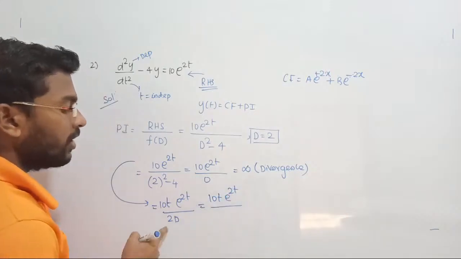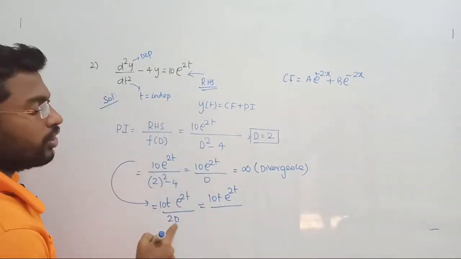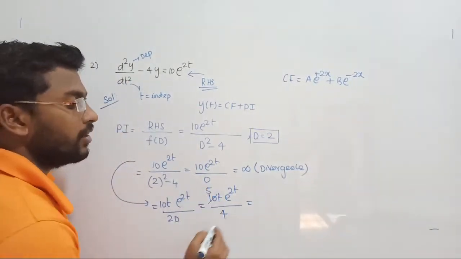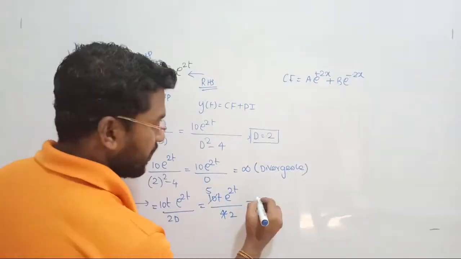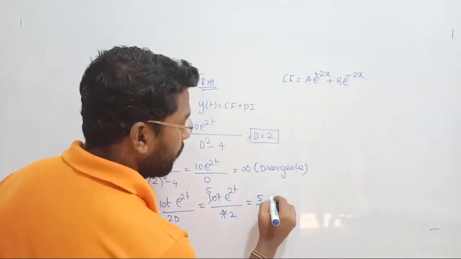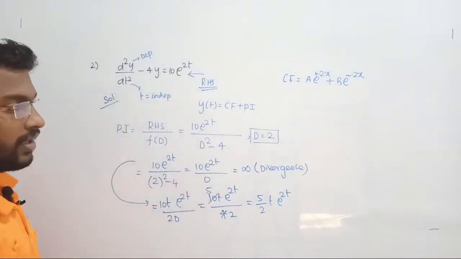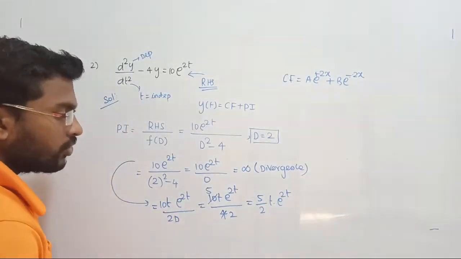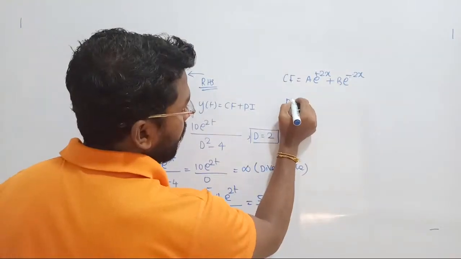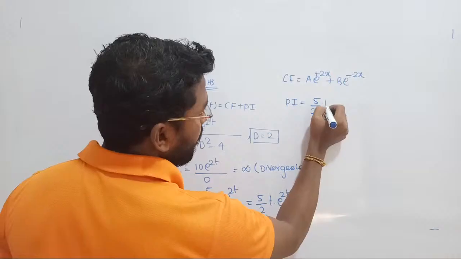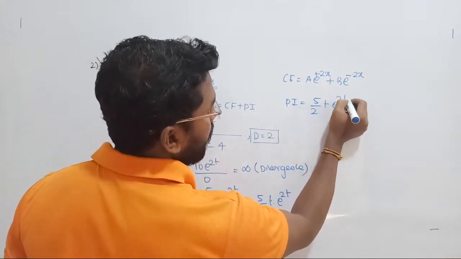Go to the denominator. Now replace d by 2. So 2 into 2 will become 4. Now the correct answer is 5 times of 2 will be 10. 2 times of 2 will be 4. Such that it can be written as 5 by 2 t into e power 2t is the correct solution or particular integration for the given function, right? So let me write this one. Particular integration for this function can be written as 5 by 2 into t into e power 2t, right?